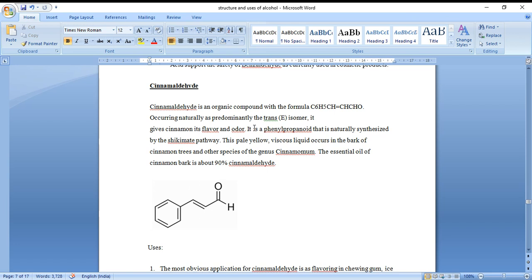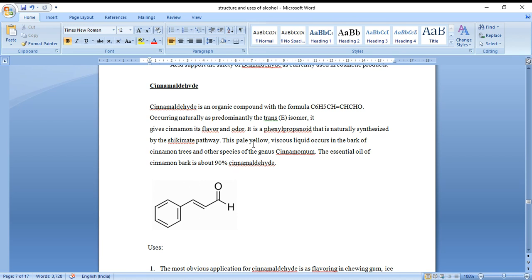Generally this cinnamaldehyde occurs in the trans isomer form rather than the cis. So we have two types of isomers, that is cis and trans, and this generally occurs as the trans isomer. This cinnamaldehyde is generally used for its flavor and odor.